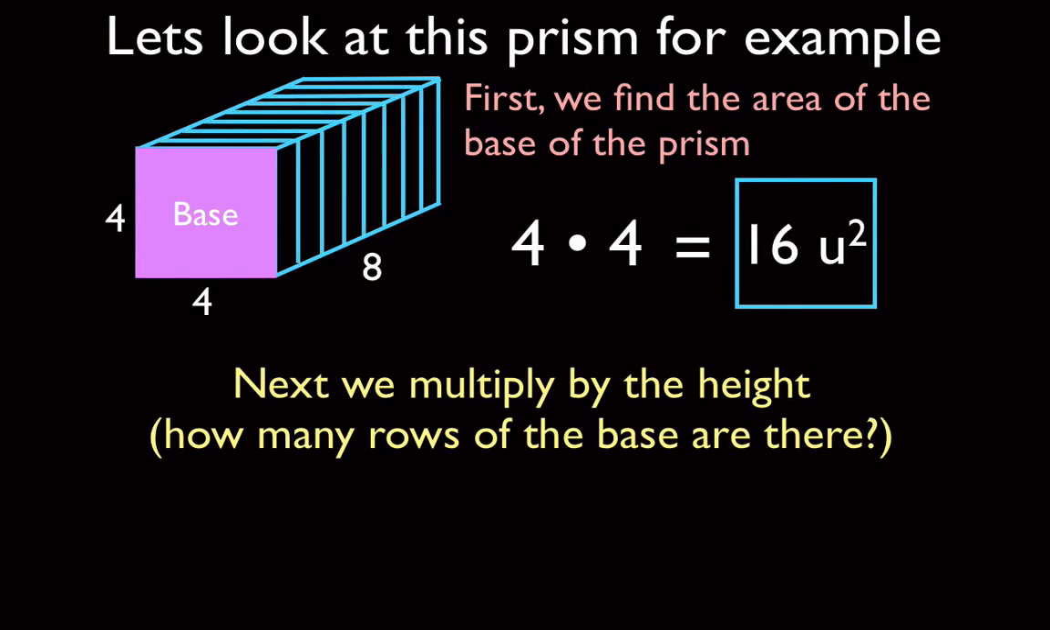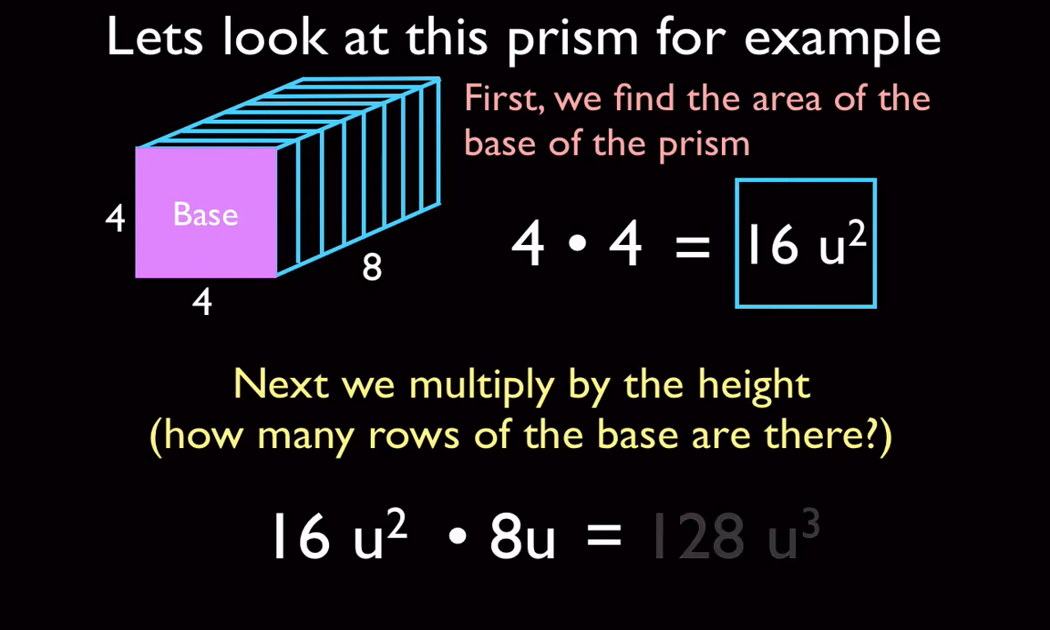It's been broken up into 8 piles. Each one of them has 16 as the volume, 16 units cubed actually. So when we multiply it by that 8 rows of 16, that gives us 128 units cubed. And all I did there was take 16 times 8. So the key, I think, is to identify your base.